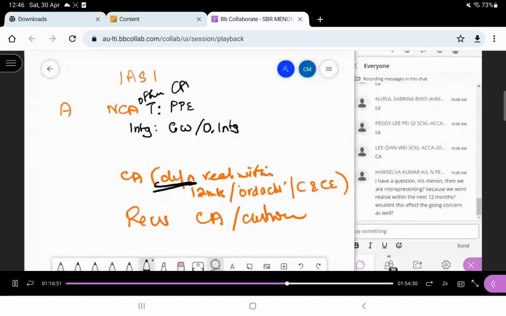Then we are misrepresenting because we won't realize, wouldn't this affect the going concern as well? Okay, two different issues, Hari Selva. Number one, it's collectible beyond 12 months, but you are still putting it under current asset. Would it be misleading? I taught you this before. It's part of the operating cycle; I want the primary user to know it's actually my normal trade receivable, so I put it under current asset. Now you're worried that it would mislead the primary user. What should you do? Hari Selva, I did this last week. Do you believe it will affect decision making?